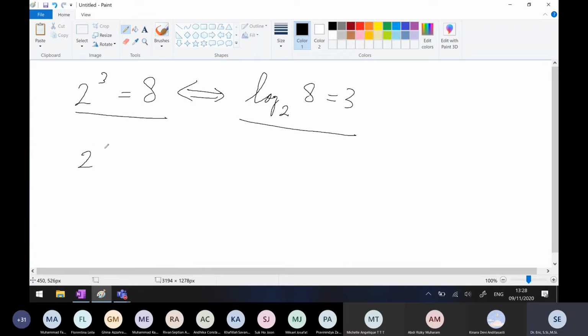If you have 2 to the power x equals 5, what is x? This is log base 2 of 5. So x is log 5 with the base 2. When we are calculating the logarithm, we are just calculating the exponent. What is the exponent such that 2 to the power of that equals 5? That is given by the logarithm.